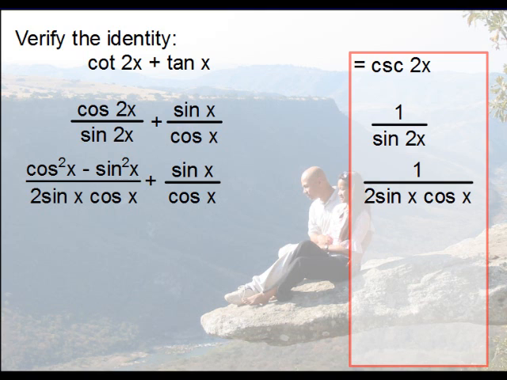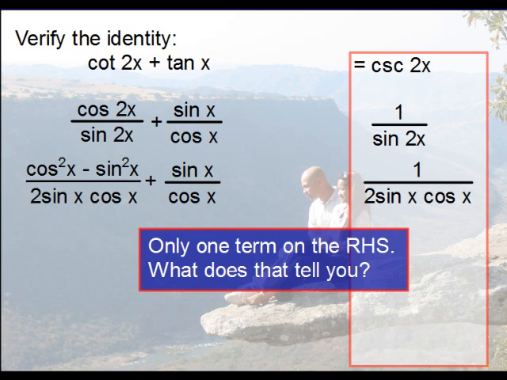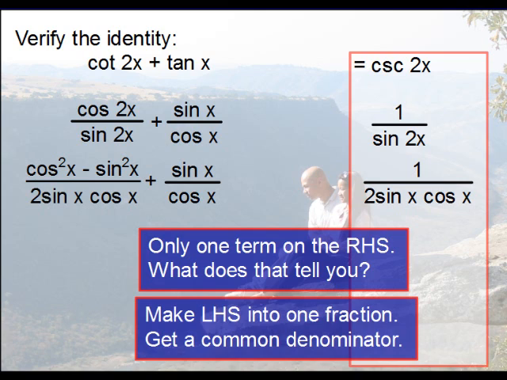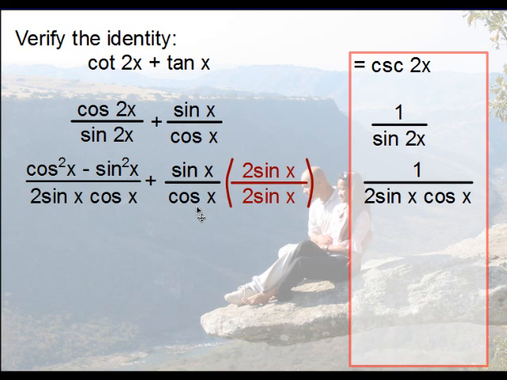Now, you should notice that the right-hand side is just one term. So what does that tell you to do? Well, if the right-hand side is just one term, that means that you want the left-hand side to also be one term. And the way we do that is to make it into one fraction, by getting a common denominator. You'll notice that down here it's 2 sine cosine. Here it's just cosine. So let's go ahead and multiply this fraction by 2 sine x. Doing this allows us to have both with the denominator of 2 sine cosine.